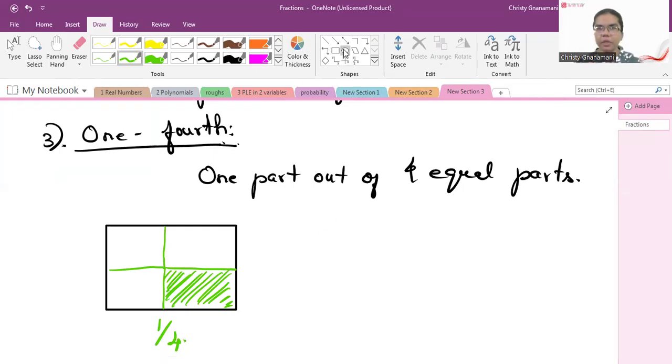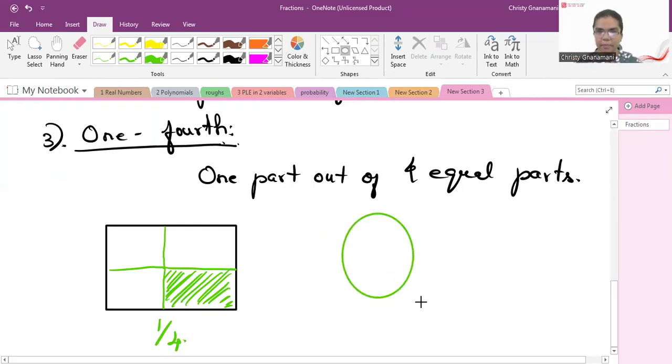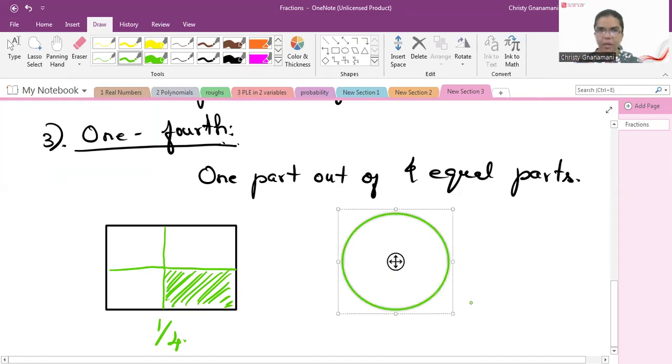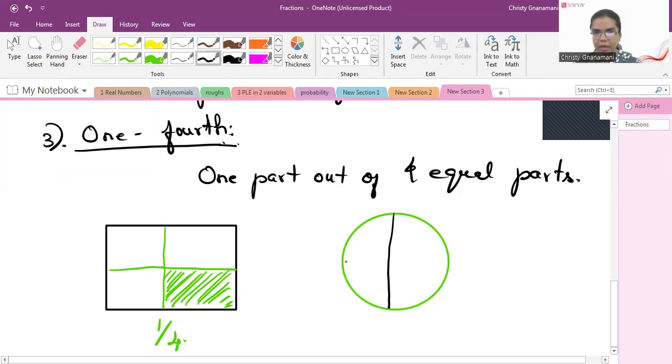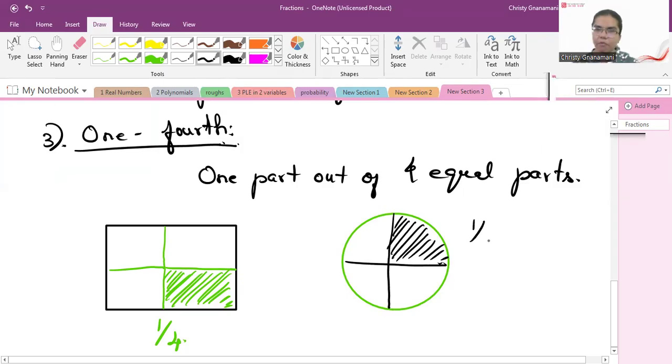Similarly, you can draw a circle and divide it into 4 equal parts. If you shade just one of the 4 parts, this part represents 1/4 of the circle. And what do you commonly call this? We don't usually call it 1/4. We usually call it a quarter, right? A quarter.